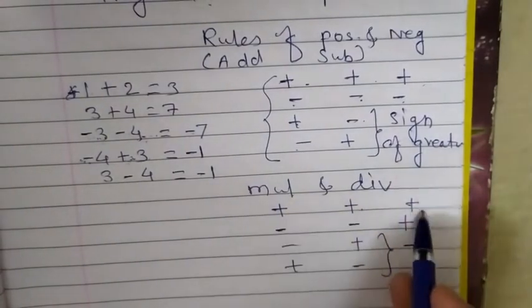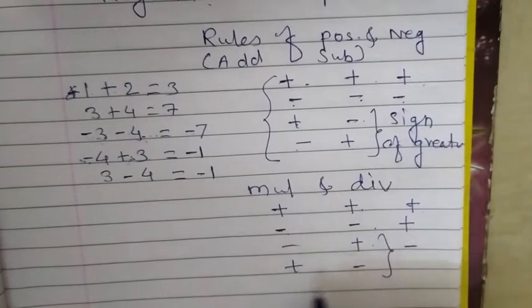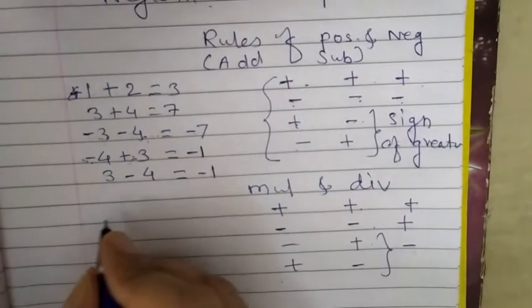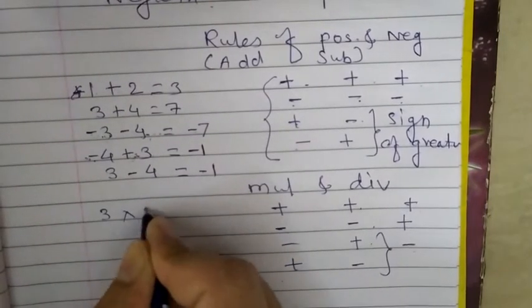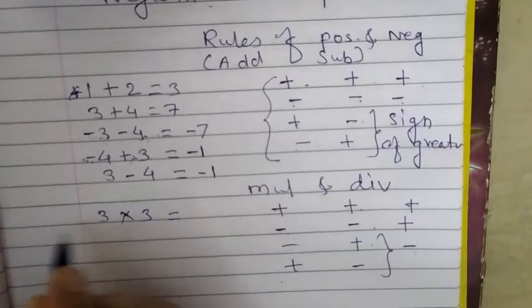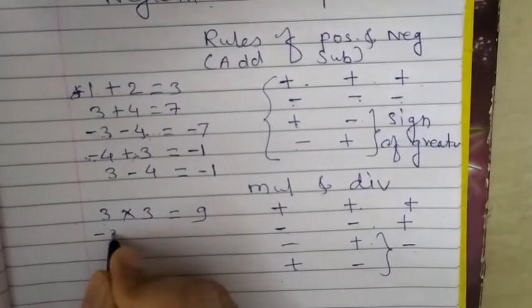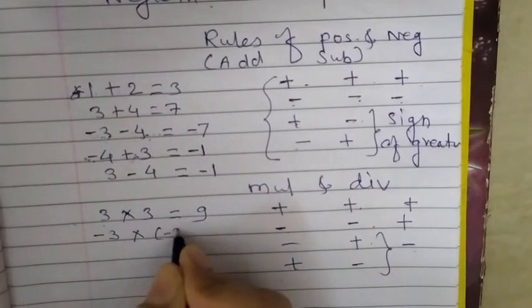Both are plus, no confusion. Both are minus, it is minus into minus, plus. Minus plus or plus minus is minus. It doesn't depend on the greater number. So in case of 3 into 3, there is no particular sign, so we treat it as a positive sign, so it is 9.